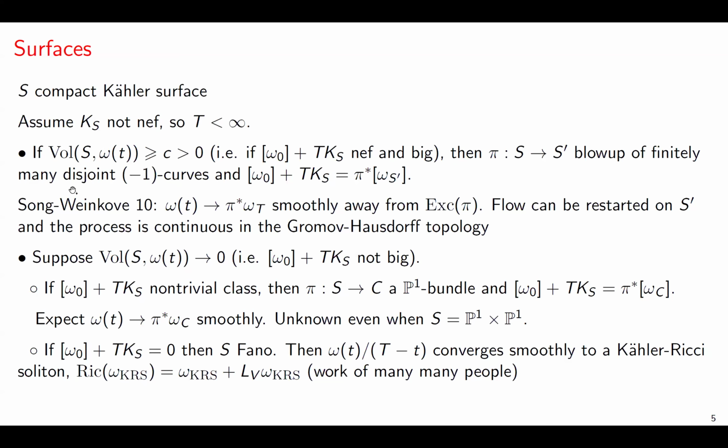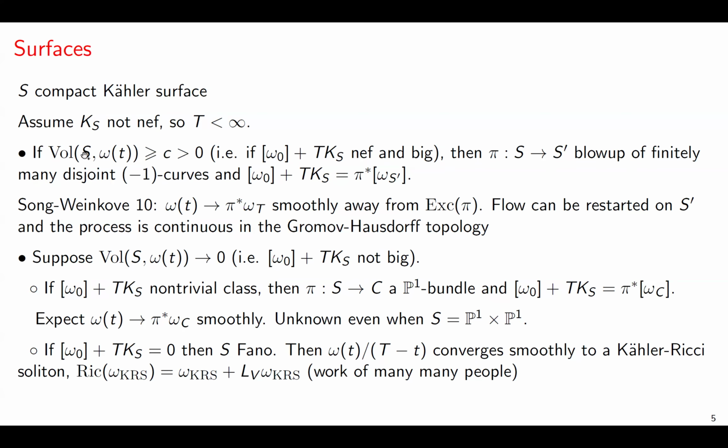So S will be a compact Kähler surface, doesn't have to be projective. So again, the discussion splits into the case of finite time or infinite time. So first, let's look at the finite time. So when the canonical bundle is not nef, the flow stops at finite time big T. And now there is a new situation which you didn't see in the curve case, which is that you can have the volume not go to 0 in finite time.